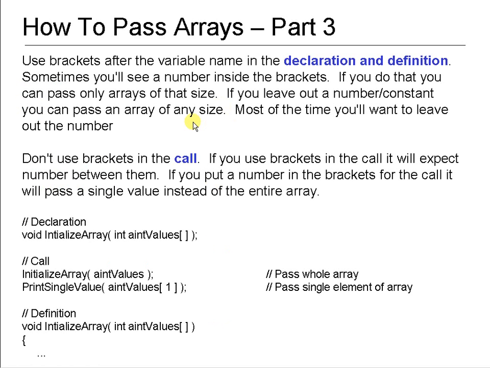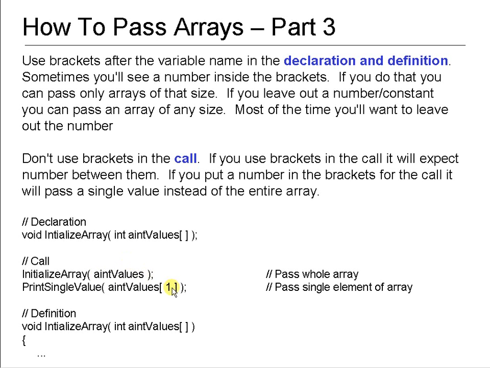Now, you do not use brackets in the call. If you use brackets in the call, it will expect a number between them, and if you put a number in the brackets for the call, it will pass a single value. So notice up here I have the declaration. There is no number in the brackets in the declaration. Down here in the definition, it's the exact same thing. No number in there that says, hey, I expect to receive a whole group. Now in the call, you don't put brackets at all. That passes the entire array in.